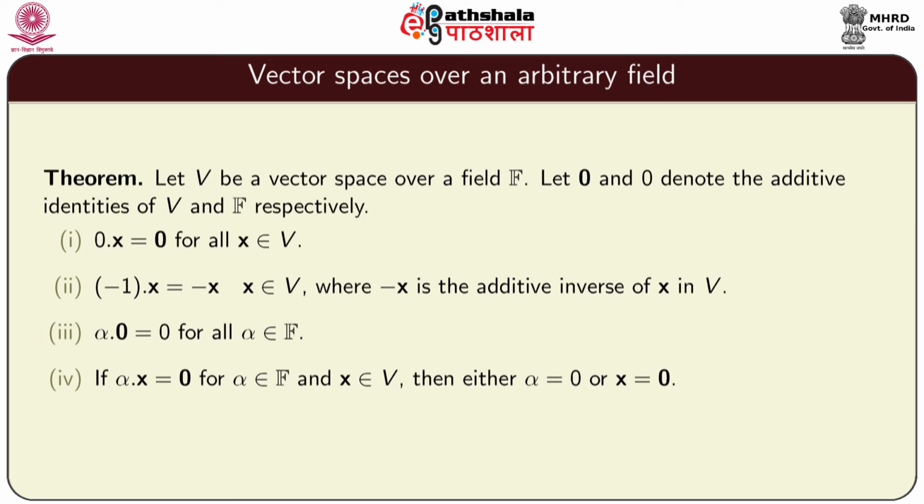The third is alpha dot 0 is 0. Once again, the 0 on the left hand side is the additive identity of the vector space, whereas the 0 on the right hand side is the additive identity of the field. If alpha x is 0, where alpha is a scalar, that means an element in the field F, and x is a vector, that means in V, then either alpha is 0 in F or x is the 0 vector.